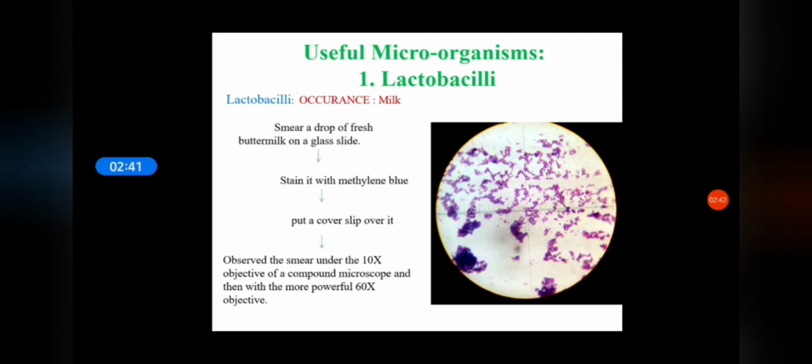Methylene blue is an indicator which imparts color to lactobacilli. After this, put a cover slip over it and observe the smear under the 10x objective of a compound microscope and then with the more powerful 60x objective. 10x and 60x are the powers of lenses used in the microscope. Then we would be able to see the lactobacilli bacteria under the compound microscope as shown in the alongside figure.